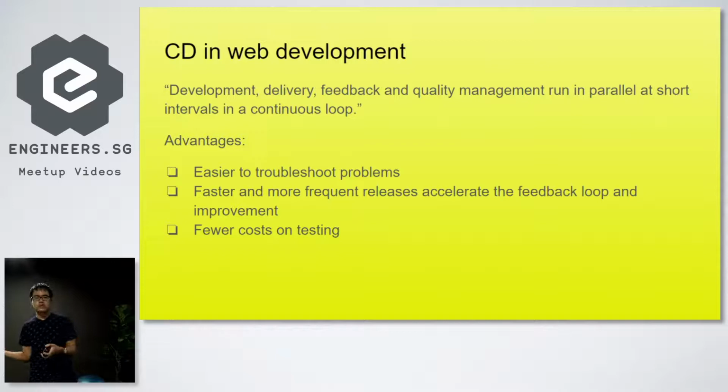So what are the advantages of using continuous delivery in web development? We are able to troubleshoot problems that we may face in the website. We will be able to perform quicker and more frequent releases according to our feedback loop, and we can accelerate the feedback loop and improvement, so we can improve our code base faster because we know what is the problem of the code. We can debug faster. We know what the errors are, and also it will reduce our cost on testing.